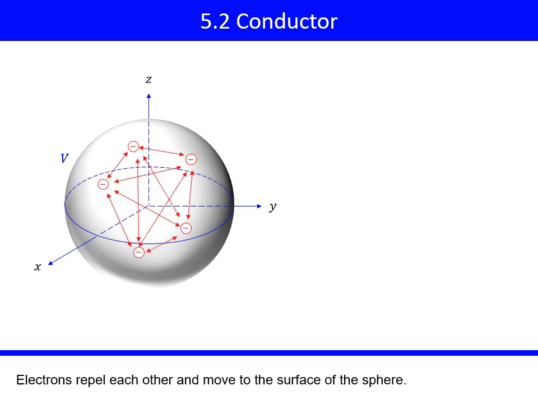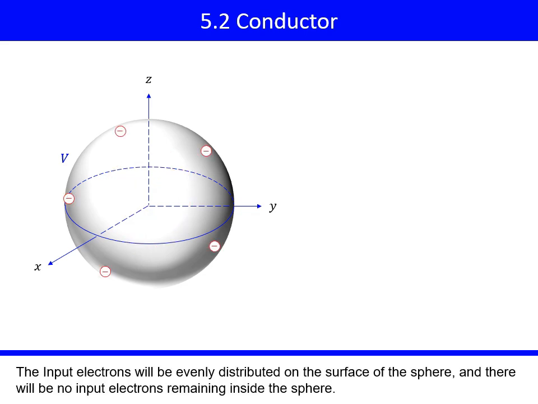Electrons repel each other, and move to the surface of the sphere. The input electrons will be evenly distributed on the surface of the sphere, and there will be no input electrons remaining inside the sphere.